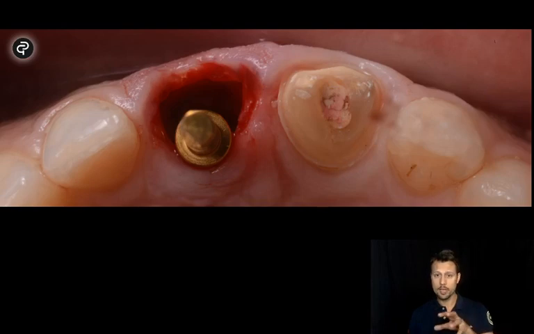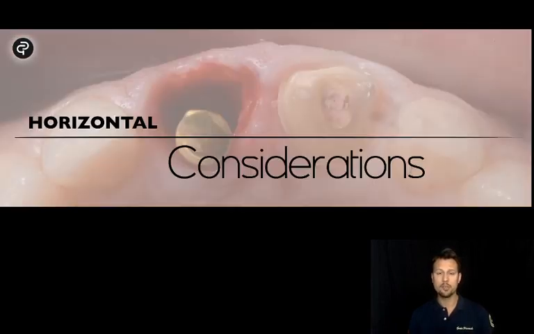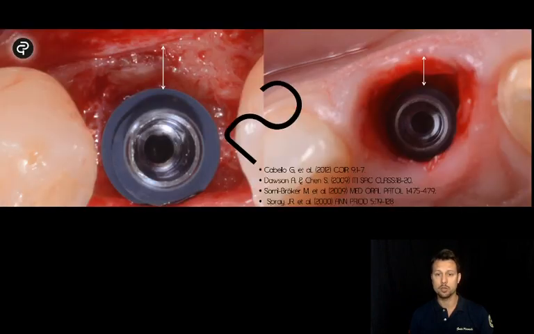and when we drill, we have to take some considerations. The first kind of consideration that I would love to focus on is the horizontal consideration. What does it mean? We know from literature that if we don't have 2 millimeters of buccal bone, we will not have a long-term result. So 2 is the number that you need to have a long-term aesthetic.